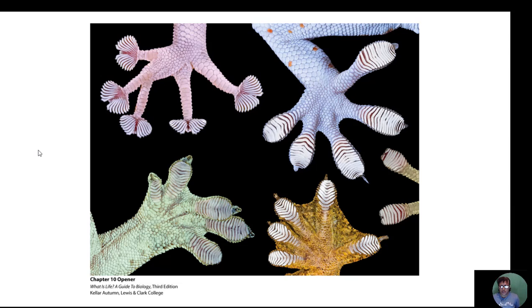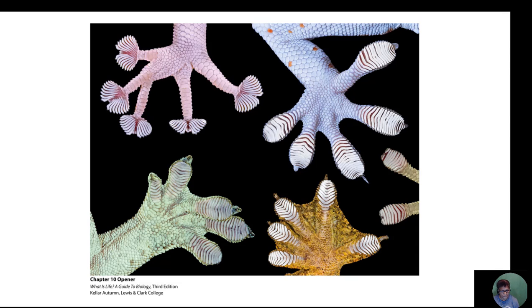I love this image because this is an image of the feet of lizards. And as you know, they can climb walls. If you've ever had a gecko or lived in a place where there are geckos, you know they can go straight up the wall. And it's because of these specialized pads that they have. And actually, startups and scientists have looked at the formation of these pads in order to make specialized gloves so that we too can climb walls.